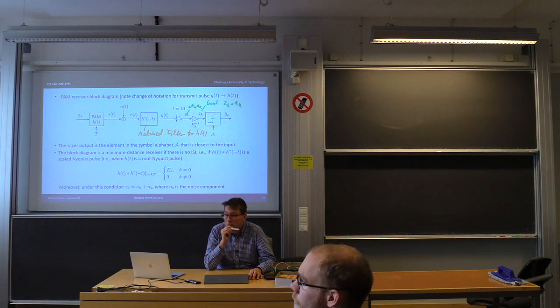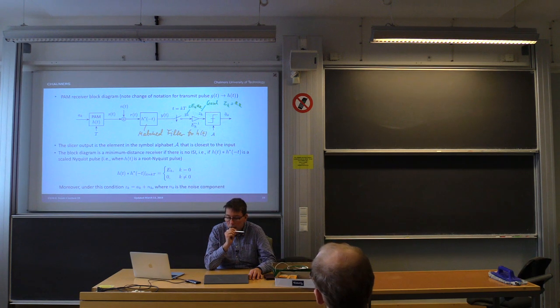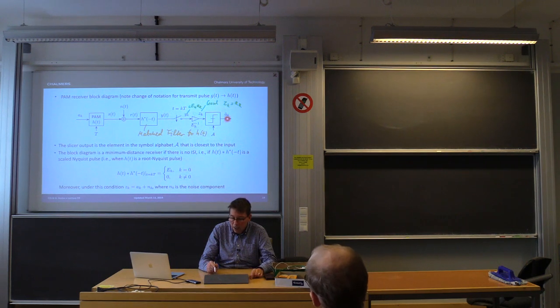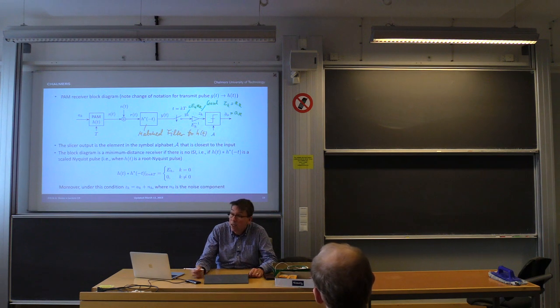Question? Should it be Ak or s of t? The A hat k? Aha, okay, so let's get to that. So A hat k is the number in the symbol alphabet which is closest to the input. And that's not the Ak? It is Ak. If the input is Ak, the output is also Ak. Okay, so the goal then, this one becomes Ak.